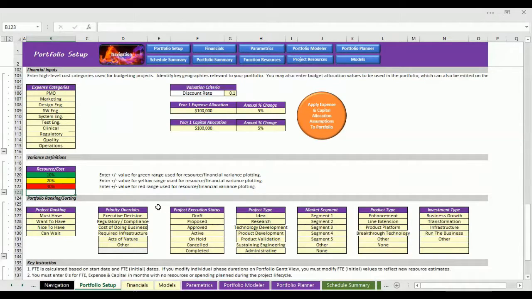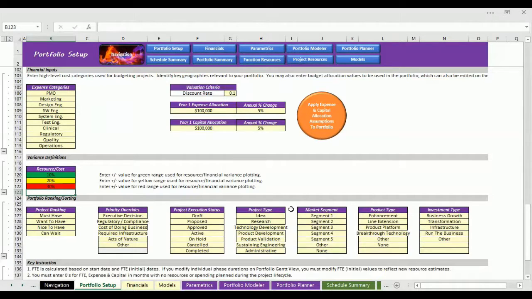Project execution status. This category is intended to identify where a project is within its life cycle. Project type. This category is intended to identify the type of project. For instance, an idea or research, technology development, product development, something in validation or sustaining engineering.